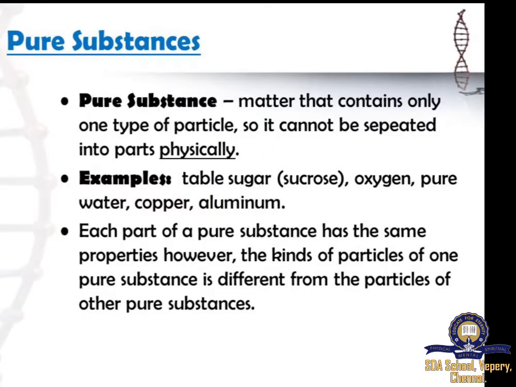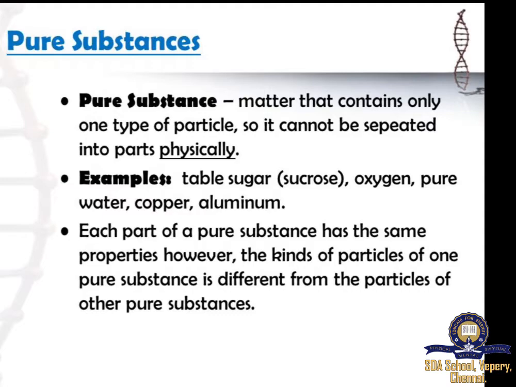Next, pure substance. A pure substance means matter that contains only one type of particle, so it cannot be separated into parts physically. Pure substance means it is only one type. There must be no combination of any other types of atoms. That is called a pure substance. For example, oxygen, pure water, copper, aluminium. These are examples of pure substances.